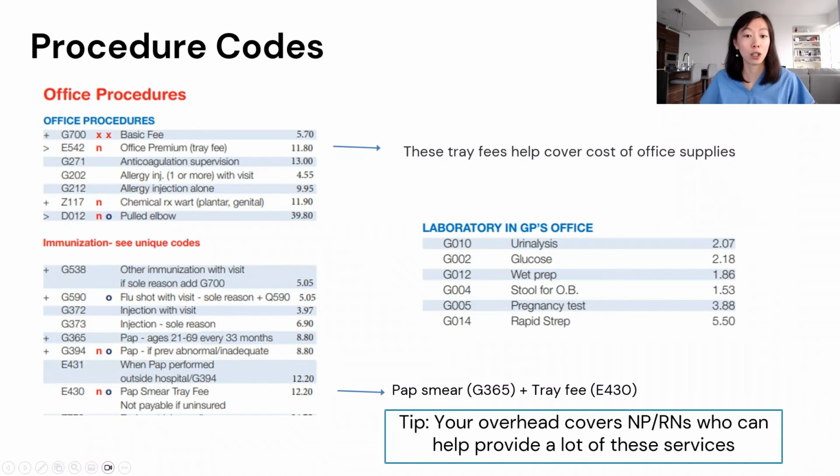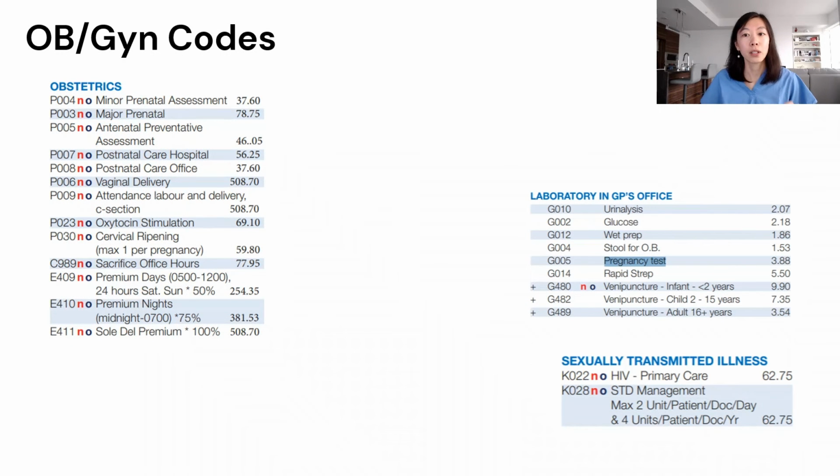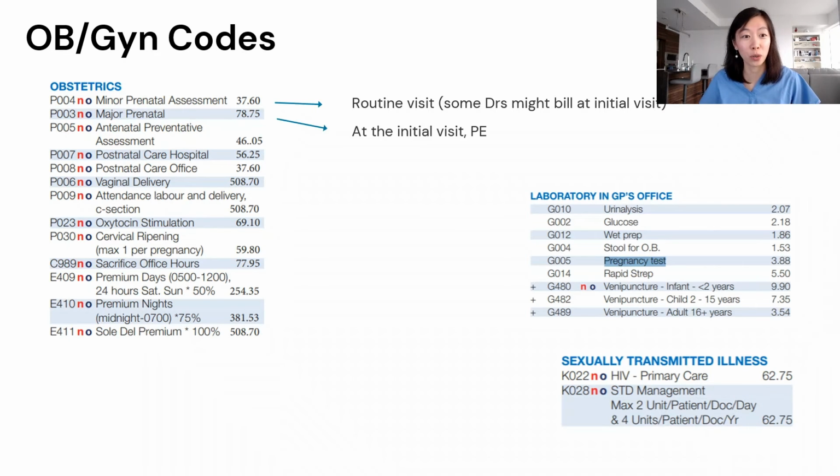So they can provide a lot of these services for you as well. The next section on the SGFP document are the OB/GYN codes. And so some things to remember are, first, the P004 is for your routine visit, and some doctors might bill this at their initial visit.